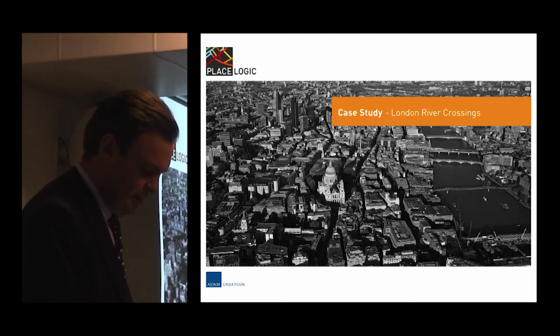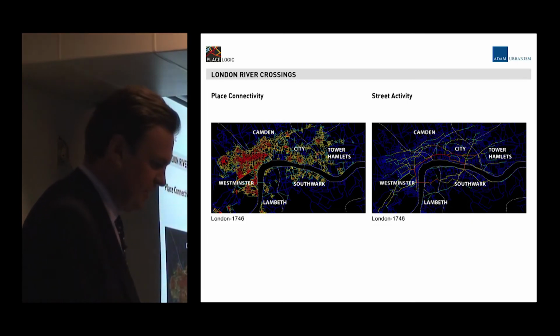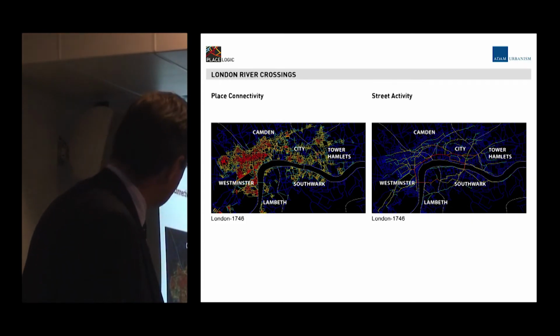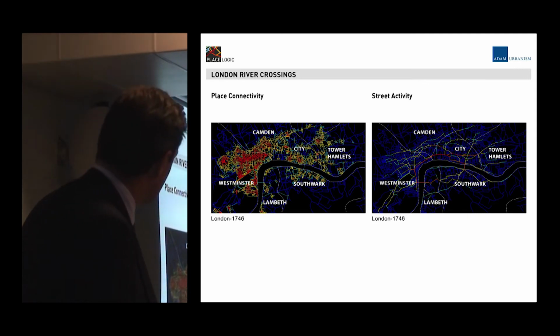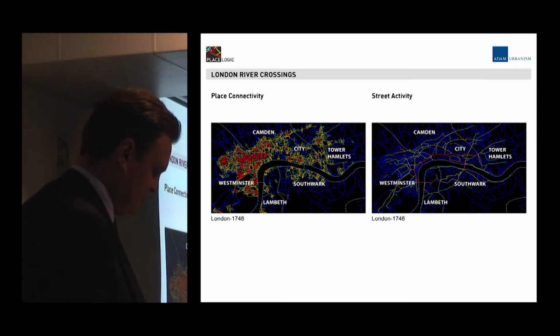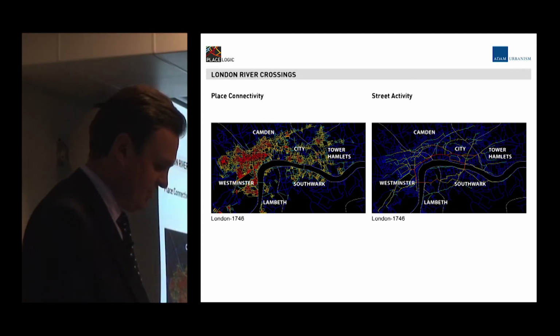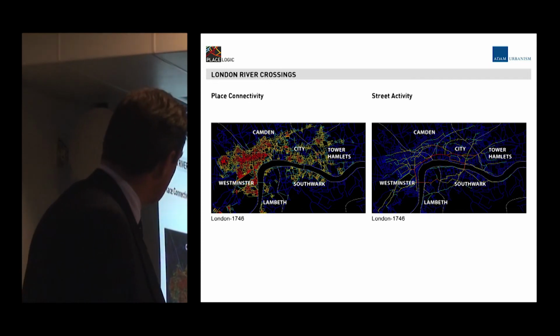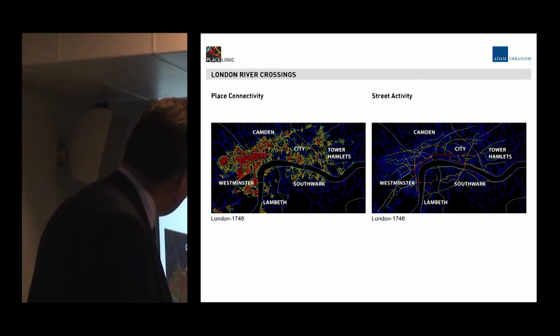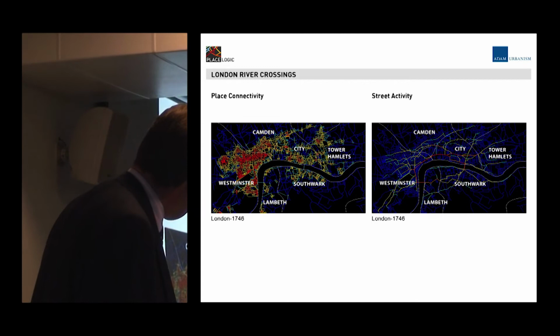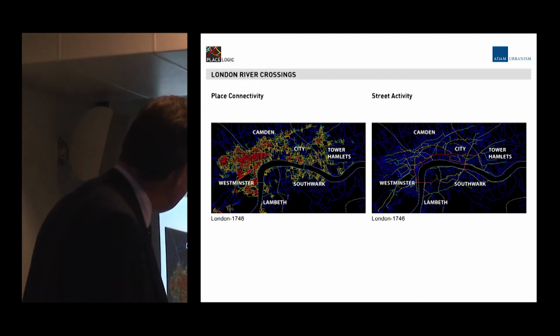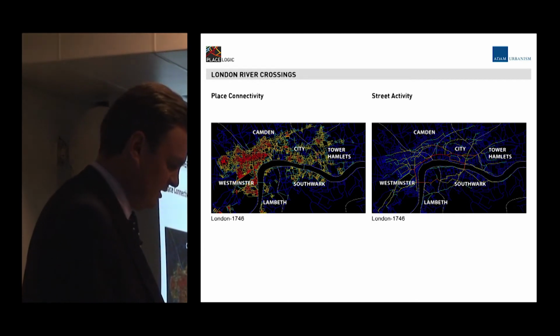And so our first map, we're starting in the 18th century, is 1746, based on a John Rocque map of London. On the left-hand side, you've got the place connectivity slide, on the right, the street activity. And you can see from the left-hand slide that the most connected places are within what's now the Westminster area, and it's getting a bit quieter beyond the city on the eastern side, and south of the river there's really very little happening at all.